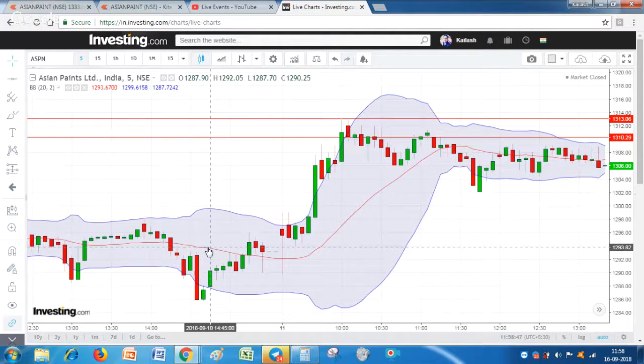We should decide before taking a trade whether we should take this trade or not, because here the target will be near this median line. Suppose we have taken entry at the 1288 level, our target will be maximum 1293 rupees. So friends, we are getting a target of maximum 5 rupees and there is a stop loss of approximately 5 rupees. So it's an equal 1:1 ratio.